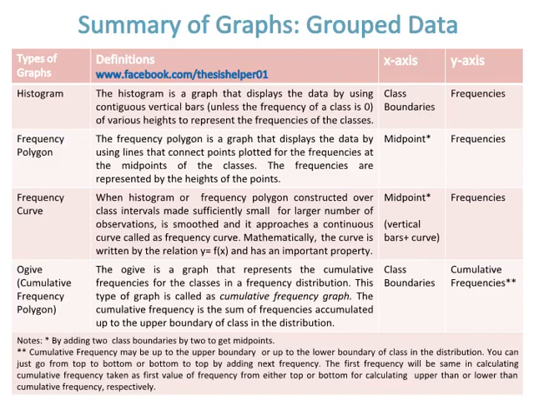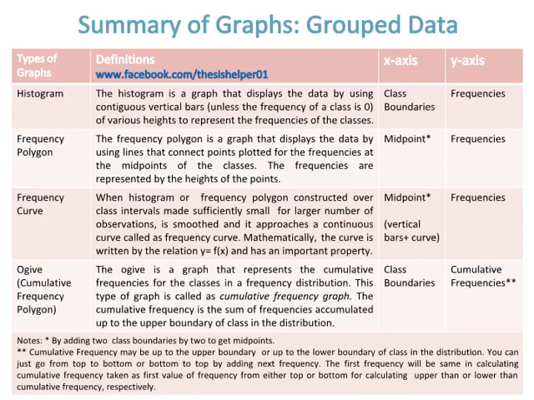When a histogram or frequency polygon is constructed over class intervals made sufficiently small for a larger number of observations, it is smoothed and approaches a continuous curve called a frequency curve. Mathematically, the curve is written by the relation y equals f(x) and has an important property. The midpoints are taken on x-axis while frequencies are taken on y-axis.